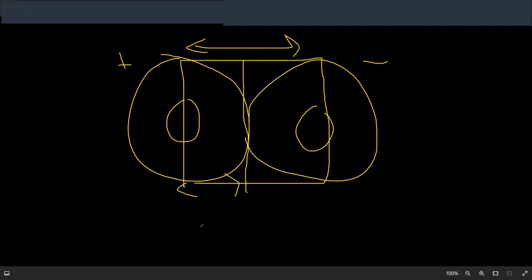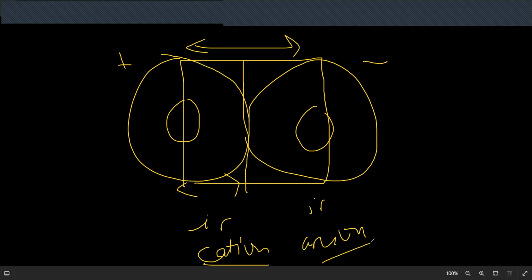This is ionic radius of cation, and this is ionic radius of anion, which we will learn what is cation and anion. We will also learn that. A conclusion obtained by the study of ionic radius: a cation is smaller than its parent atom.